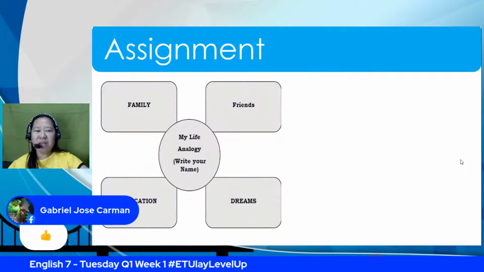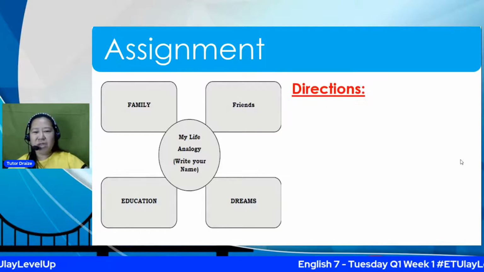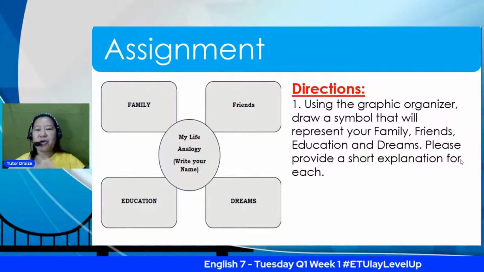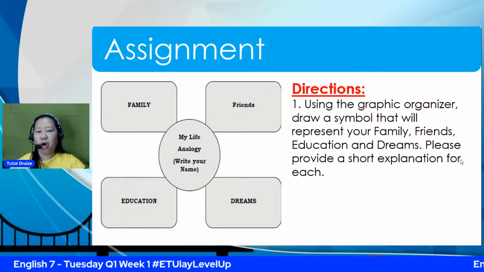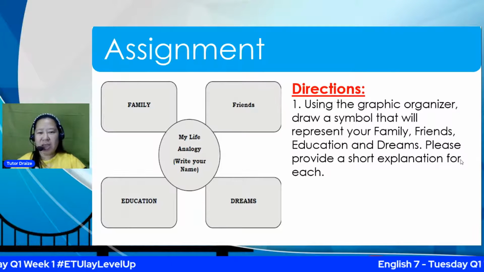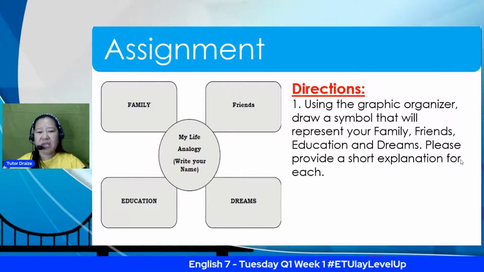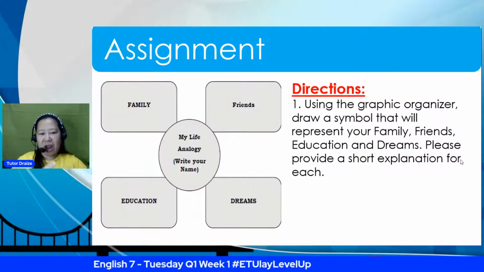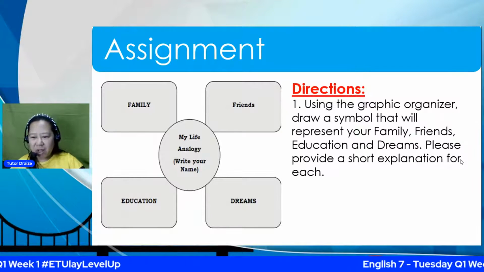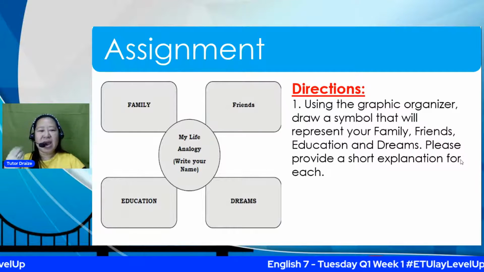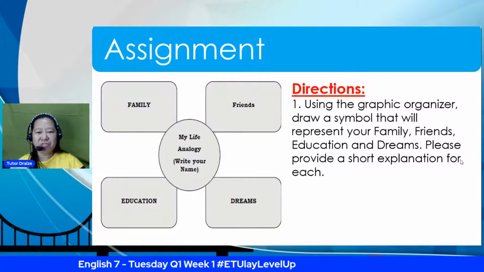So now for our assignment, you can just take a picture of this. The directions for our assignment will be the following. First, you're going to use the graphic organizer that we have here. And then you're going to draw a symbol. So this is going to be like an art assignment. Now, I want you to think of symbols that will represent your family. You put it there in our first box. And then for your friends, you think of another symbol for your friends. And then another symbol for education, and then you put another symbol for dreams.